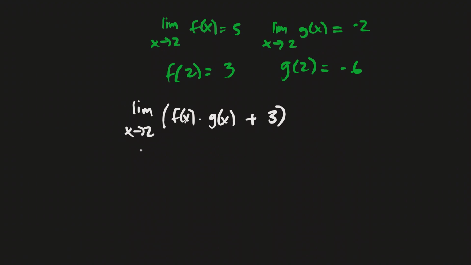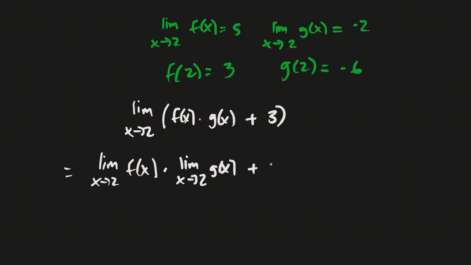So essentially what I'm going to be doing is using the limit laws to split this up into individual limits. So let's do that. I'm going to first use the following limit law. So this is going to be equal to the limit as x approaches 2 for f of x times the limit as x approaches 2 for g of x plus the limit as x approaches 2 for just 3. So what I did was, if you think about it, I just distributed this, right? So this was distributed to all three parts right here.